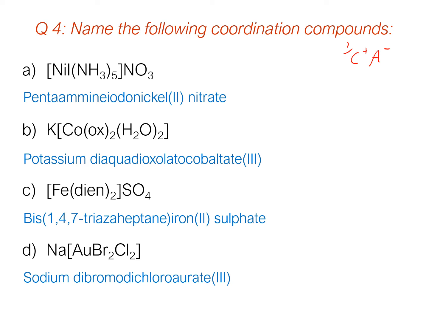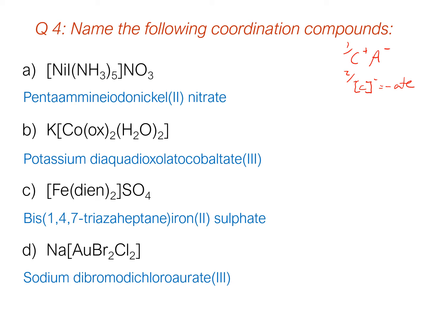Now this brings me nicely on to the second rule. What happens when the complex is negatively charged and it's the anion? Then it gets the suffix -ate. So take nickel for example. If nickel is in a positively charged complex, it's called nickel. If it's in a negatively charged complex, it's called nickelate.